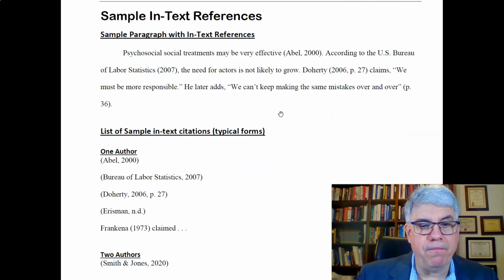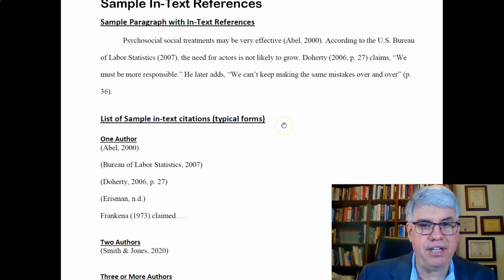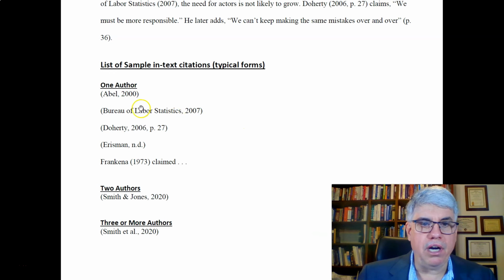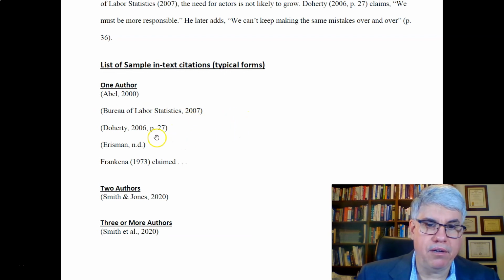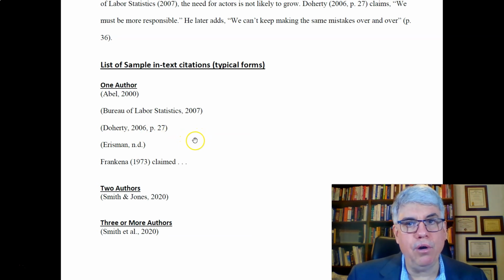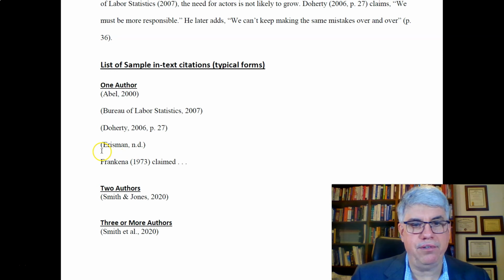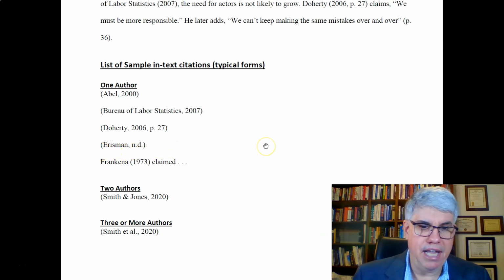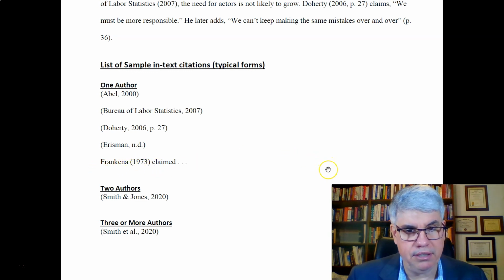Now, here are some of the forms that these in-text citations can have. When there's just one author, we would say Abel 2000 or Bureau of Labor Statistics, comma, space, 2007. If we have a quote or a reference to a table, we would do Dougherty 2006, page 27. If we have something that has no date to it, like lecture notes, we would just do Ehresmann, comma, no date. ND stands for no date. And if we have the author's name in the text, we just need to put the date after it. Trankina, 1973, claimed such and such.